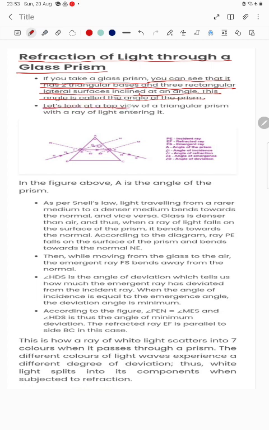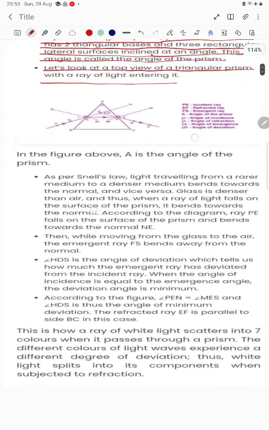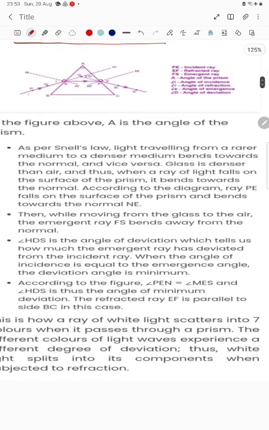Let us look at the top view of the triangular prism with a ray of light entering it. If you see, this is the ray PQ, and it is falling on E. PE is called the incident ray. Then EF is called the refracted ray, and FS is the emergent ray.